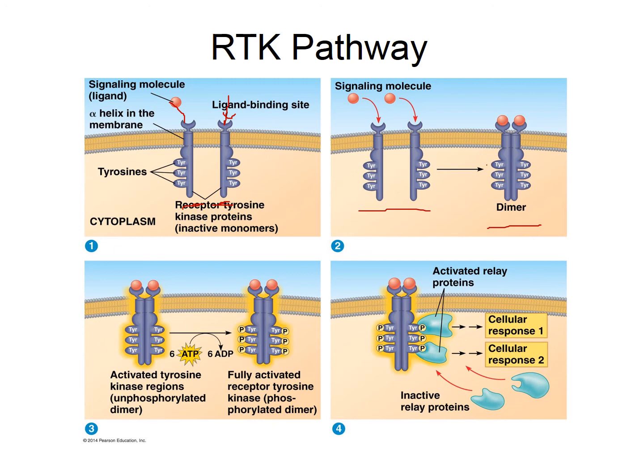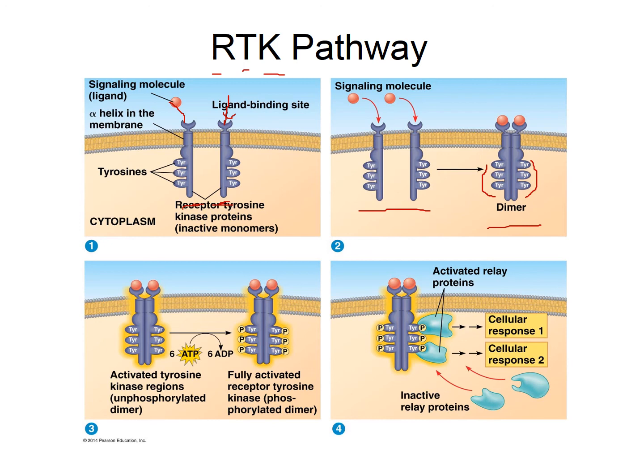Now notice, on the outside of this thing, there's some amino acids sticking out, and these things are called tyrosines, and it's got a bunch of them. That's why it's called a receptor tyrosine kinase pathway. Attached to this protein, there's also going to be something called a kinase. That's what the K stands for, is the kinase.